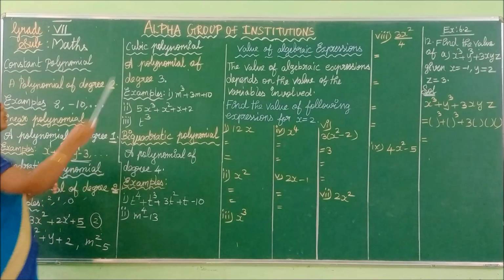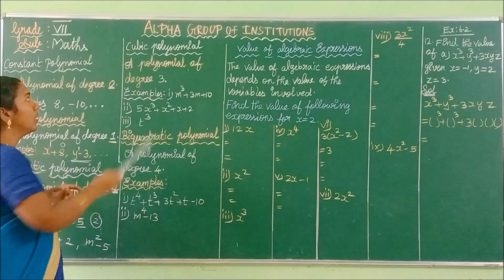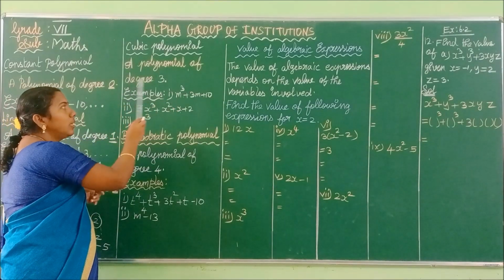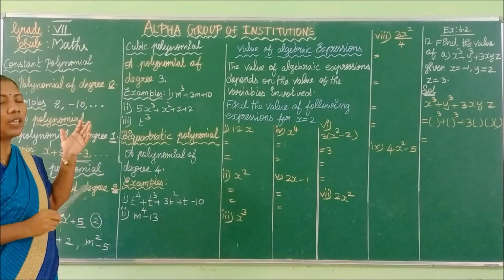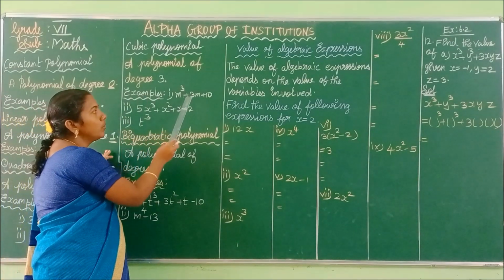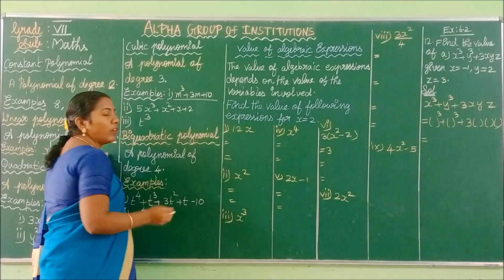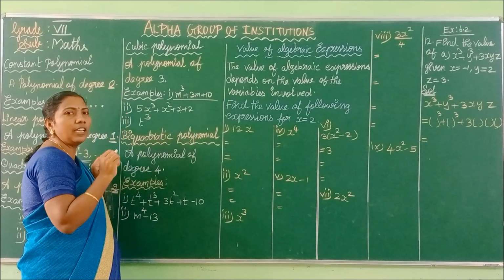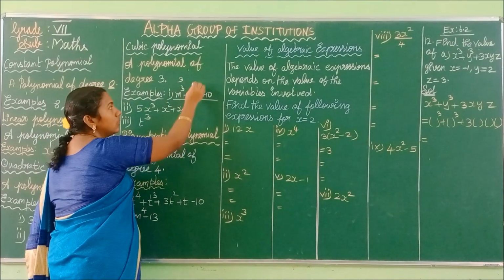Okay, let us see cubic polynomial. What is a cubic polynomial? A polynomial of degree 3 is said to be a cubic polynomial. Okay, a polynomial of degree 3. Let us see some examples. m cube plus 3m plus 10. What is the degree of this polynomial? For that, you have to calculate the degree of each term. What is the degree of this term? 3. What is the degree of this term? 1.